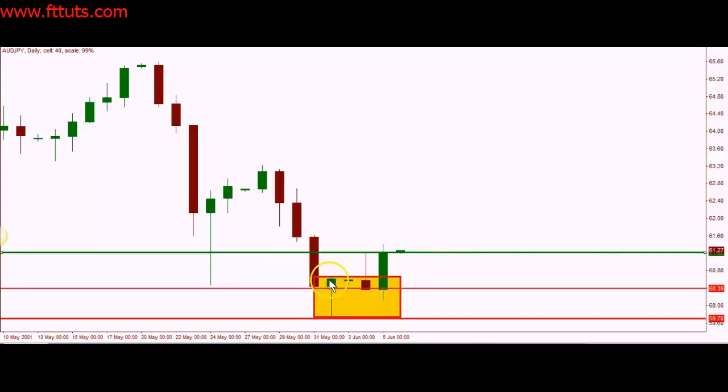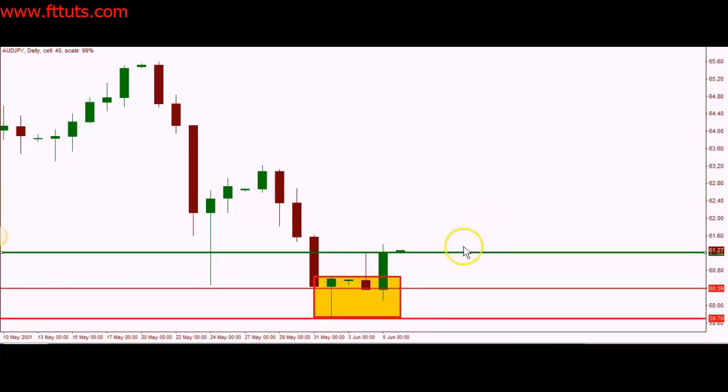Now what that does, there are two things. One thing is, you can see at this level, if we had entered the market here, we have less risk because our stop loss is down here. But if we enter here, here's where our stop loss is, way down here. So it's a bigger risk.